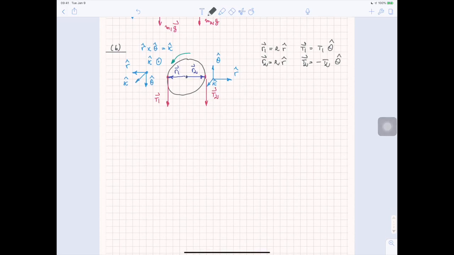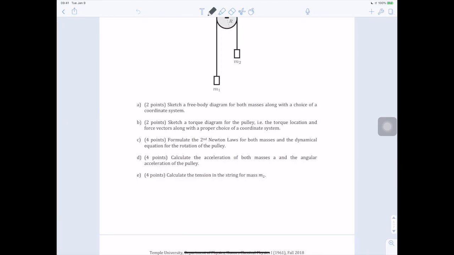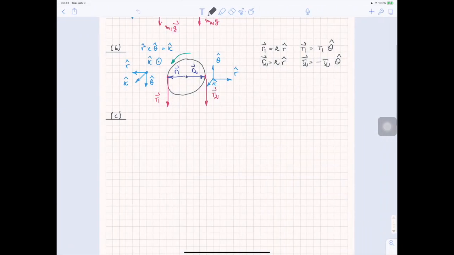All right, so now let's come to part C. Let's read the problem again. It said, formulate the second Newton law for both masses and the dynamical equation for the rotation of the pulley. All right, so now let's do this. F1 equals M1 times A, and F2 equals M2 times A.